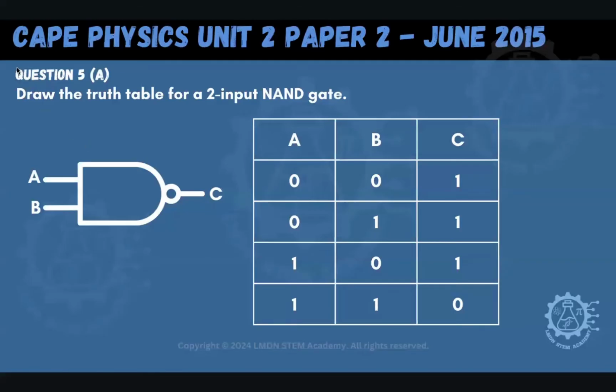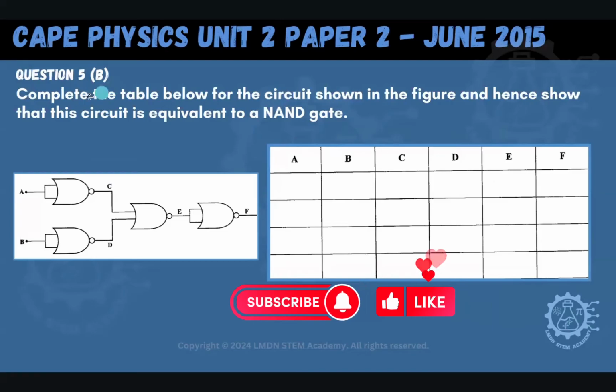All right, so let's move ahead. 5B says, complete the table below for the circuit shown in the figure and hence show that this circuit is equivalent to a NAND gate.